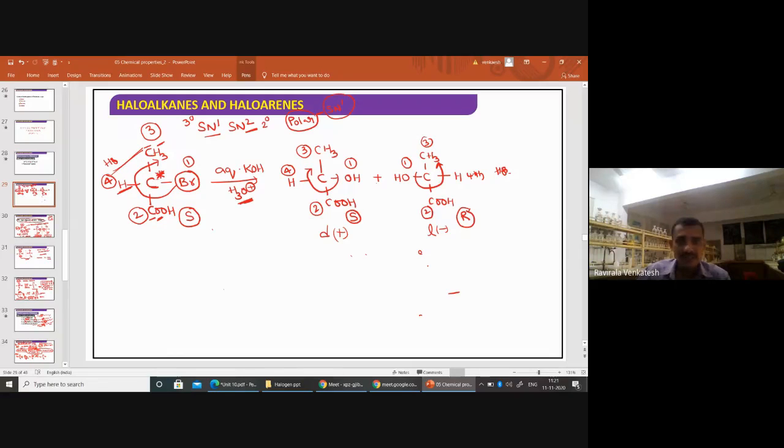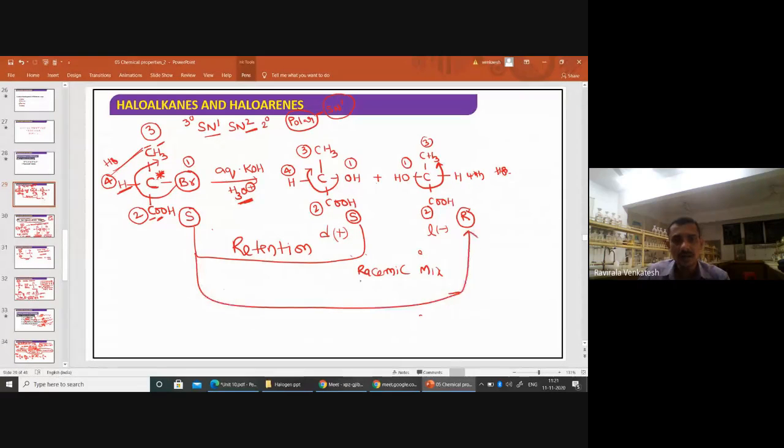Now, this is a conversion into the racemic mixture. This is a racemic mixture. Definitely, this is SN1 mechanism. Now, conversion of S into S is called retention of configuration. Retention. Okay. Next, converting S into R, what is that called?